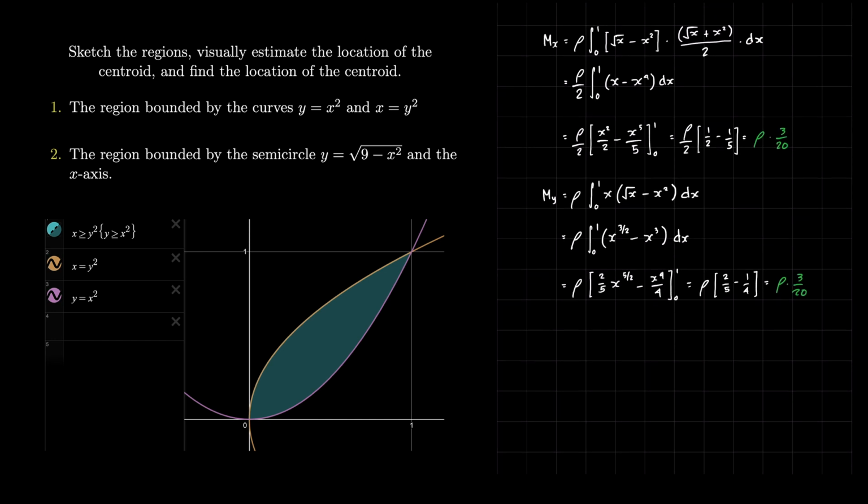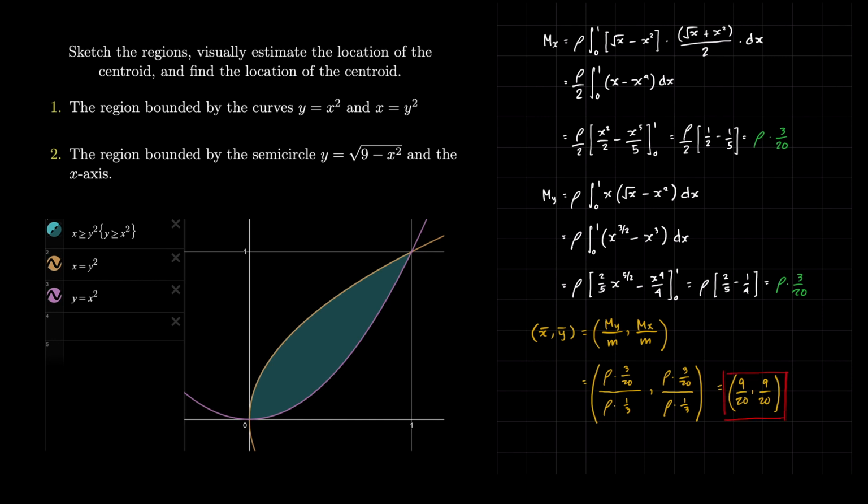Ang location ng centroid ay given ng capital M sub y over m, capital M sub x over m. Notice na magka-cancel out lang yung densities, which makes sense kasi hindi naman dapat magbago yung centroid kahit mabigat or magaan yung object. And we get our location to be 9/20, 9/20. So i-box natin to as our final answer.